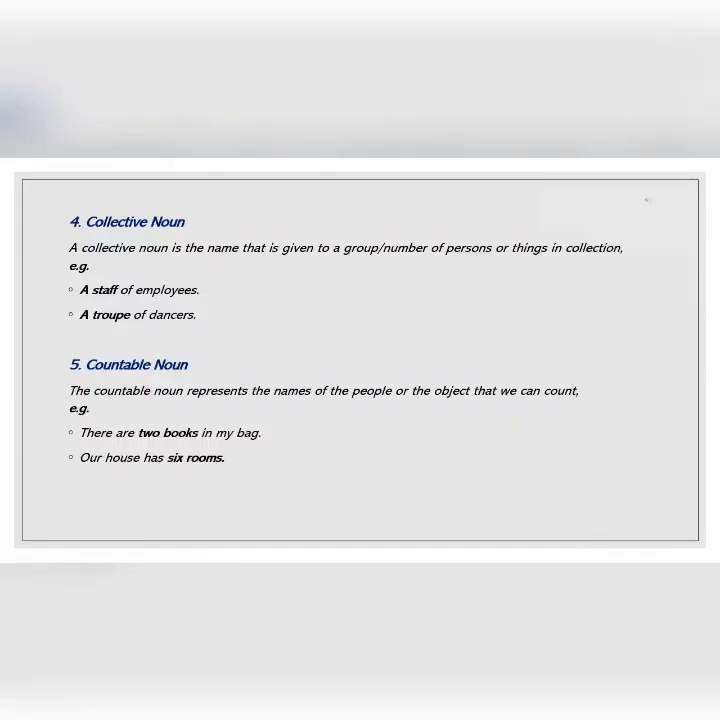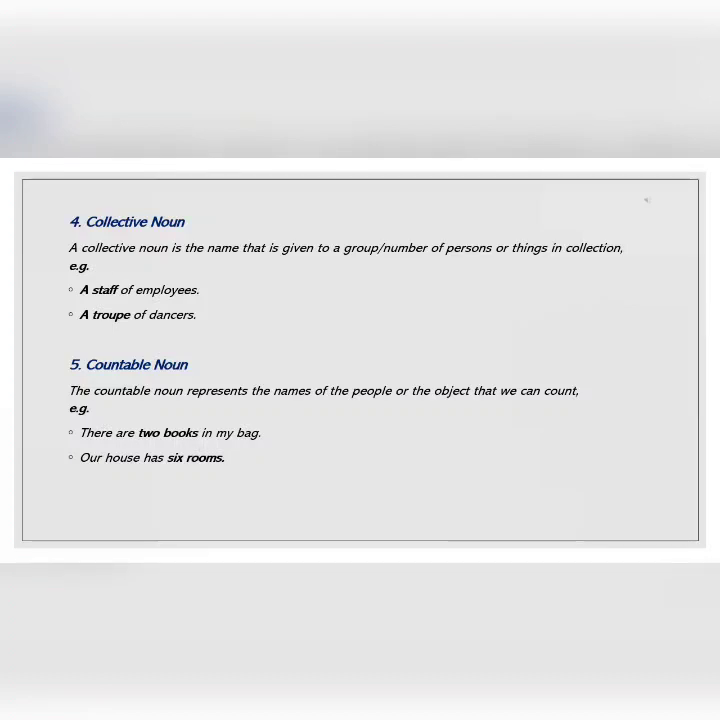Now coming on to collective noun. A collective noun is the name that is given to a group, number of persons or things in collection. Example, a staff of employees, a troupe of dancers. So collective noun here means that anything which is in a group and we define it by a single word. Suppose I say that a pride of lion. It means that there may be 2-3 lions or more, but when they are together, we call it a pride, very much like a flock of birds or a flock of sheep.